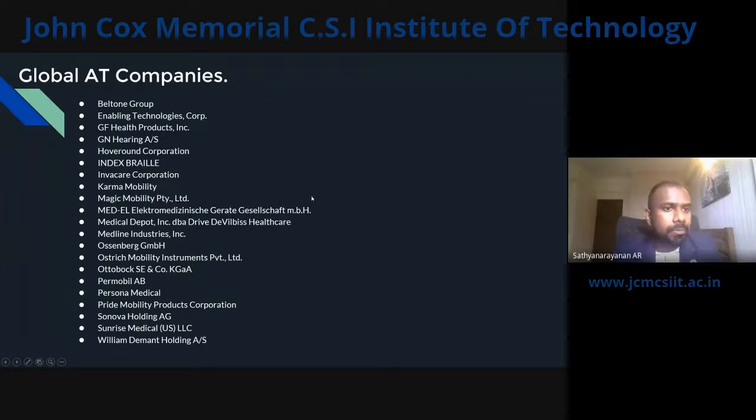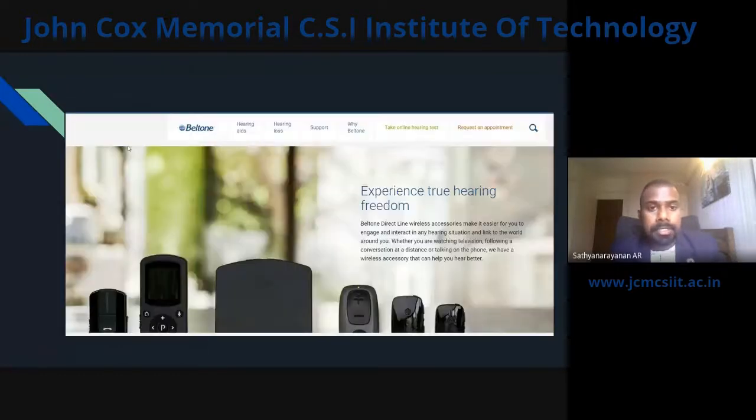These are the giant companies working in this assistive technology, where you can take them as case studies and learn what they developed and how they actually build products as well. So Belton, I just put across one company over here. Belton, they make hearing tools as well.